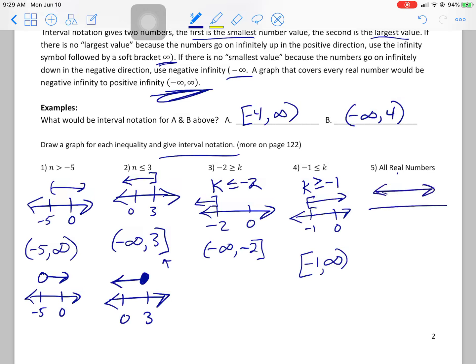So you'll see a graph that looks like that on top of another, and that is all real numbers, and the interval notation for all real numbers is that one. Okay, I'm going to continue more on the next video.